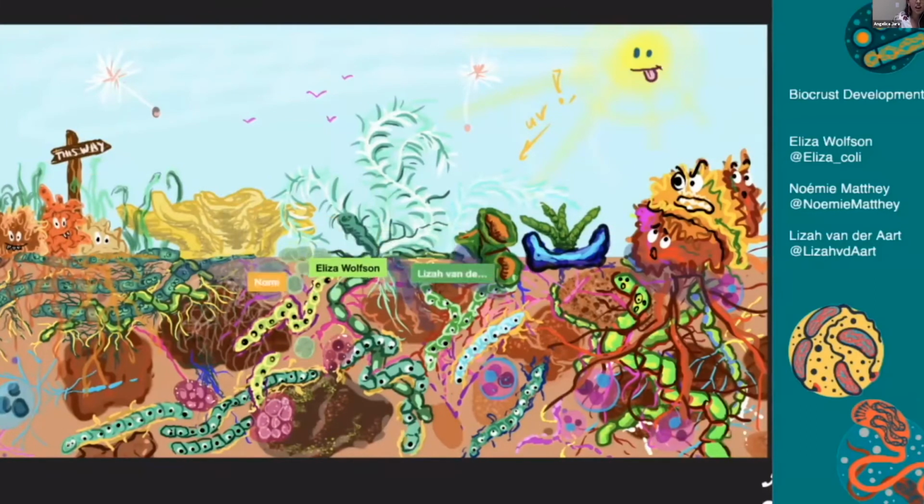So as you see, they are beautiful. Here they are being drawn. So now we're going to talk about which are the threats that biocrusts have.